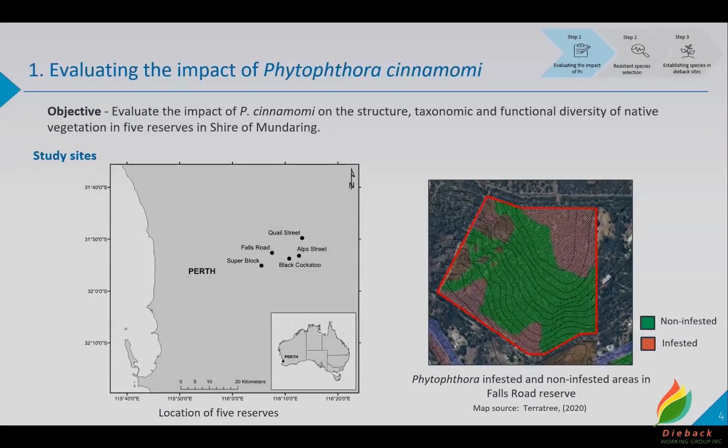So as the first step, I evaluated the impact of the pathogen on forest structure, taxonomic and functional diversity in 5 reserves of the jarrah forest located in Shire of Mundaring. So in the map, you can see that these reserves are located close to Perth, around 35 kilometers east of Perth. And these reserves have been previously mapped by a dieback interpreter. And so during the project, we knew where the infestation was present.